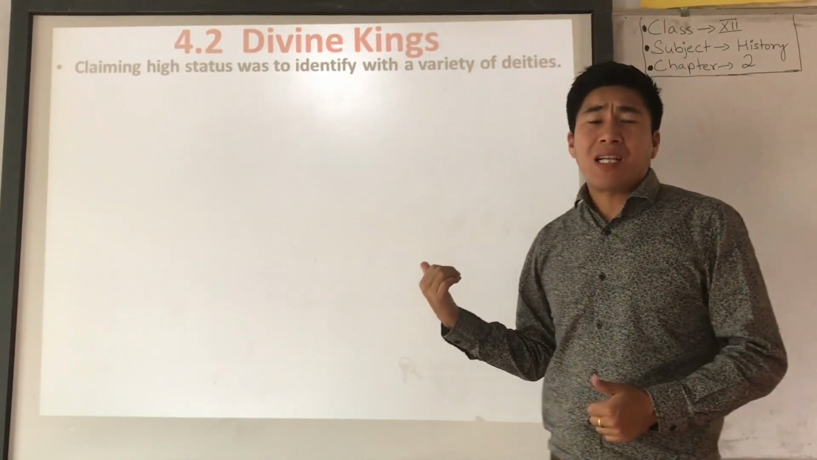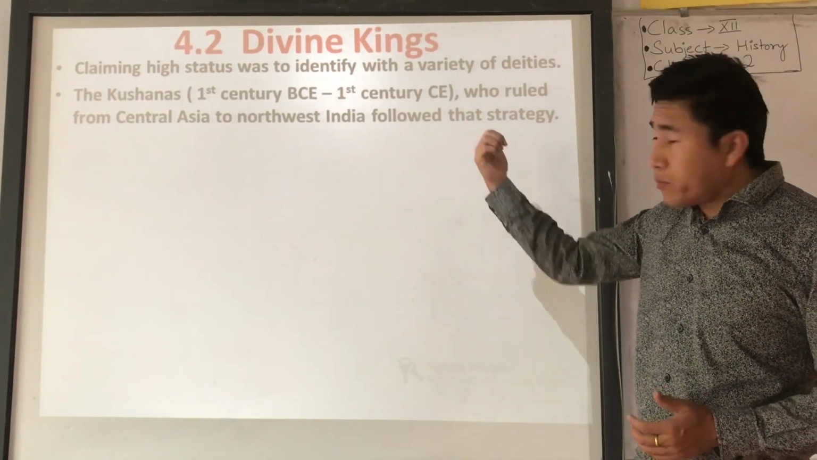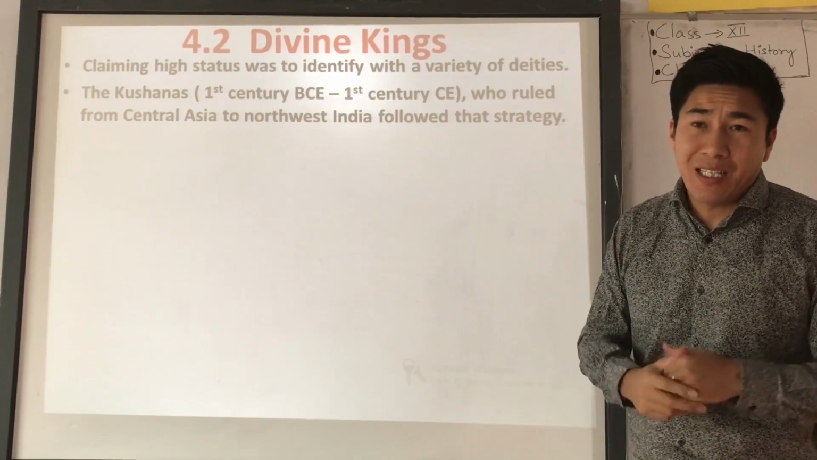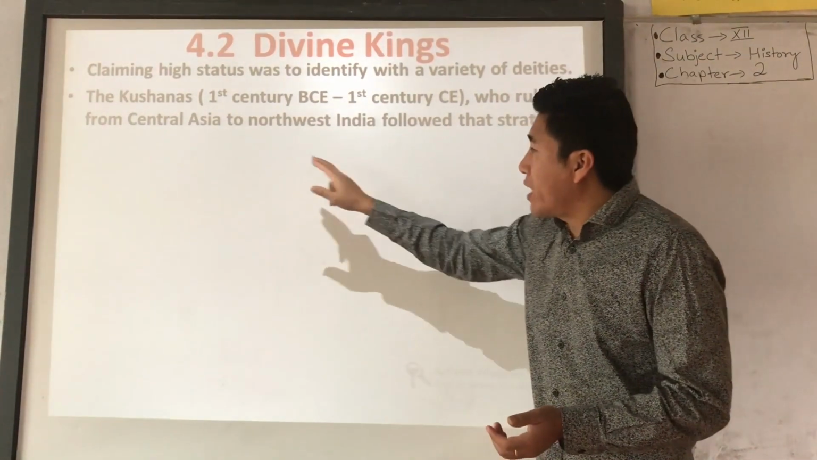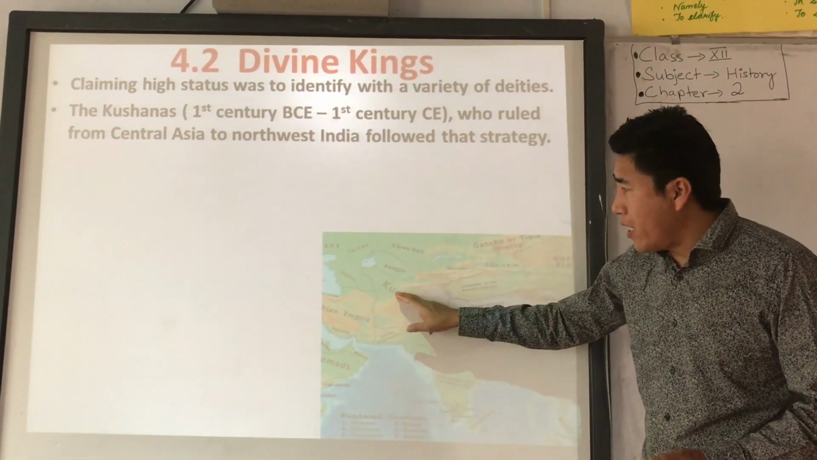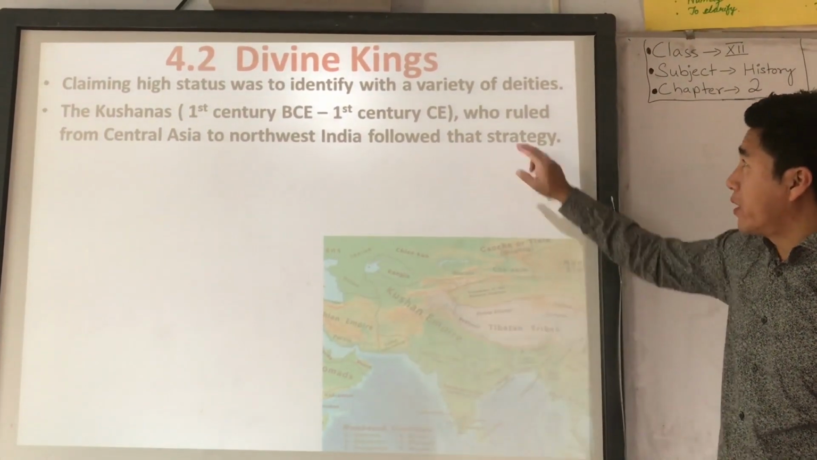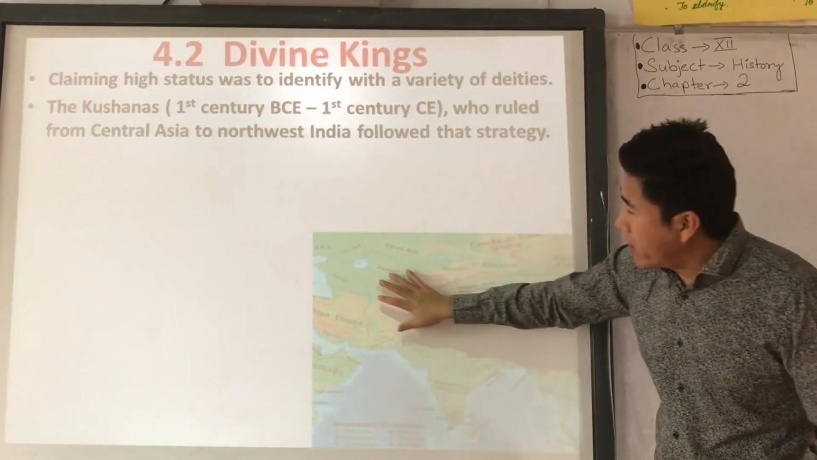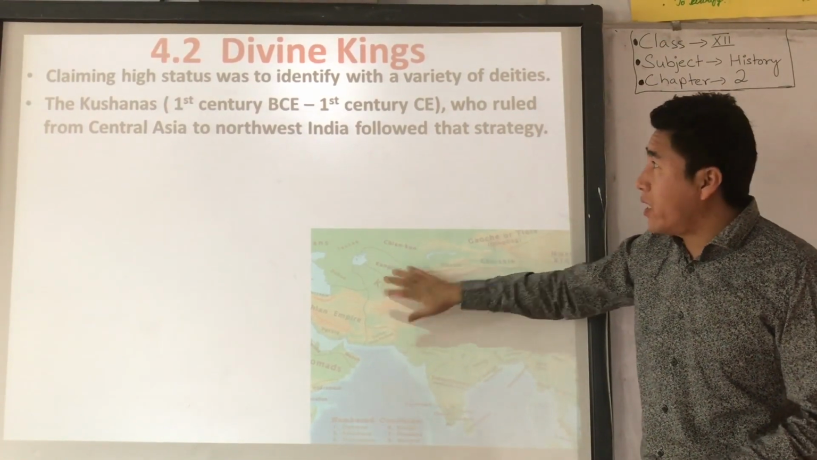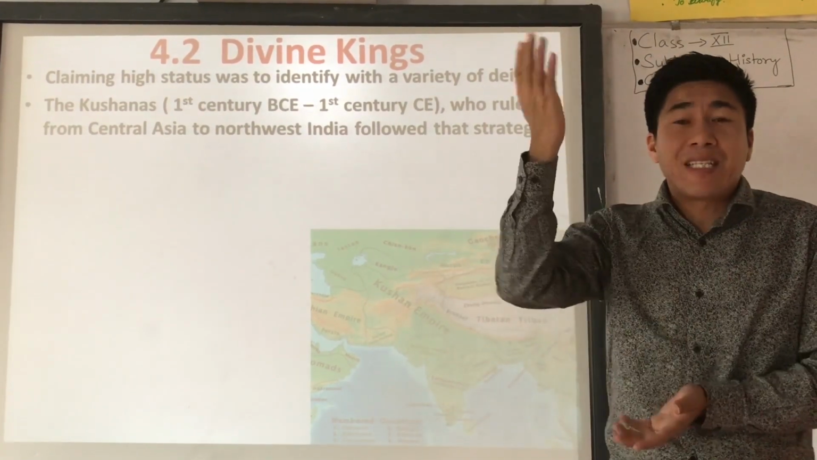Understood? And one best example of a dynasty was the Kushanas, during the period of the 1st century BC to the 1st century CE. The Kushanas are the best example. They claimed this high status, and they ruled from Central Asia. If you look here, Kushanas ruled this area, the Indus Valley area and Pakistan, and then some part of Rajasthan. They ruled Central Asia, the Pakistan area, and Northwest India, Taxila and this area, Gandhara, this whole area. And they followed that strategy of adopting high status.